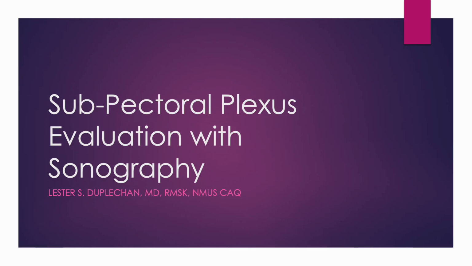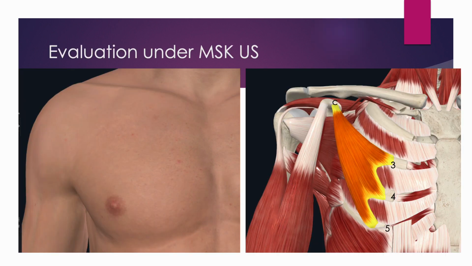This quick PowerPoint demonstrates subpectoral plexus evaluation with sonography, as well as a patient case. As a reminder, the pectoralis minor muscle originates at the medial aspect of the coracoid process to about the mid-clavicular region to ribs 3, 4, and 5.